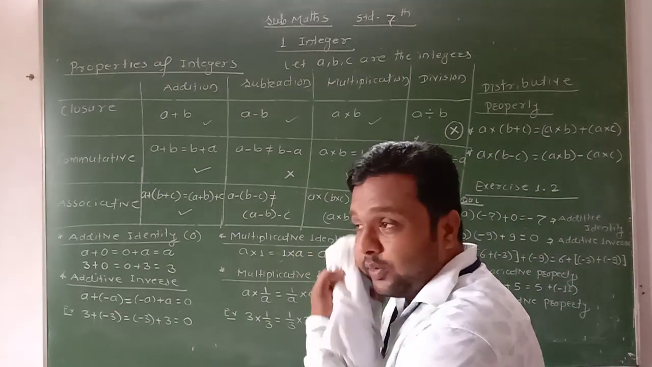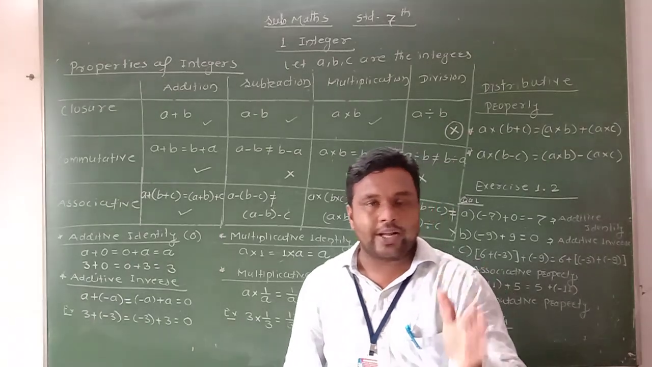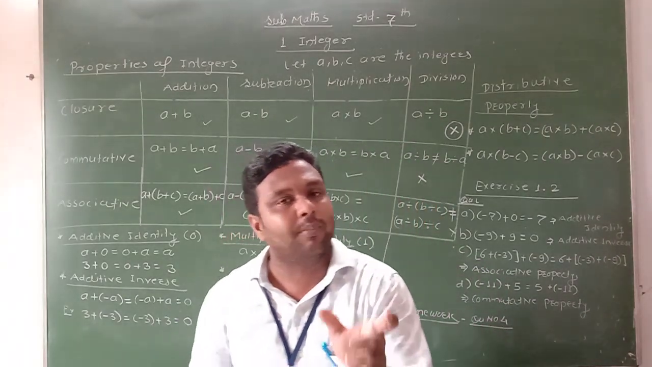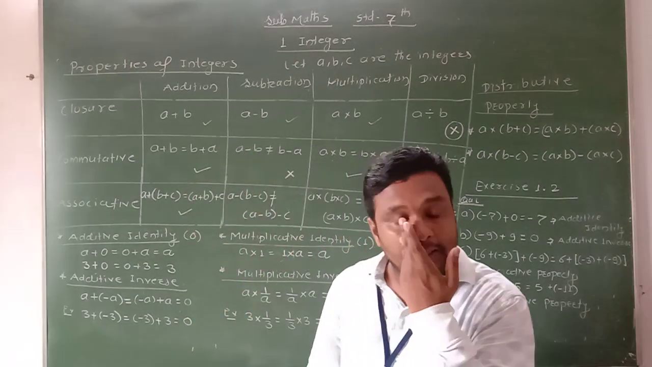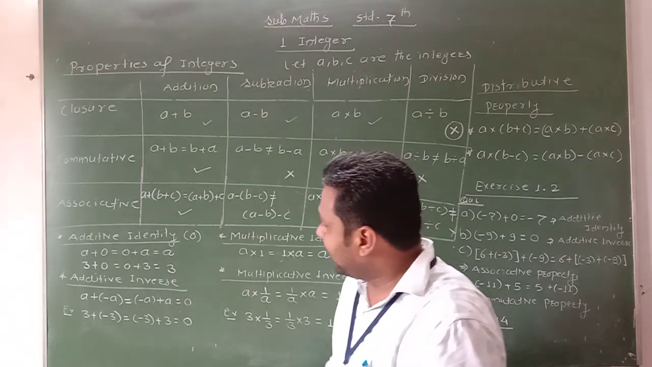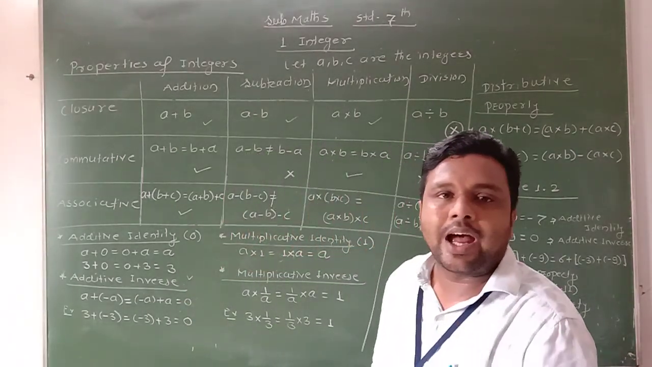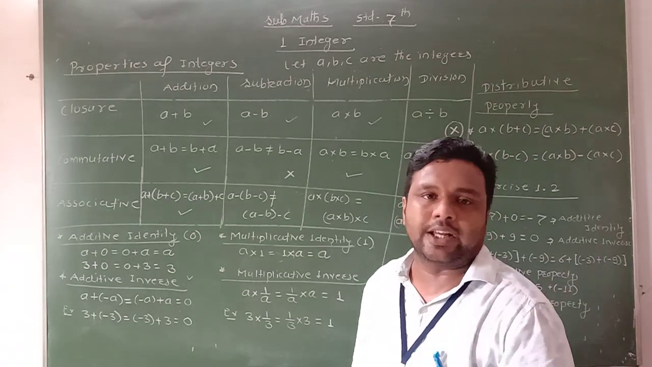Then next is the additive inverse. Now what is the additive inverse? If we change the sign of any integer, for example, there is 3, then its additive inverse, we know, is minus 3. If we do the addition of these two numbers, here we get what? 0. Then this is called the additive inverse. It is very simple to find the additive inverse of any integer. Simply we have to change the sign.